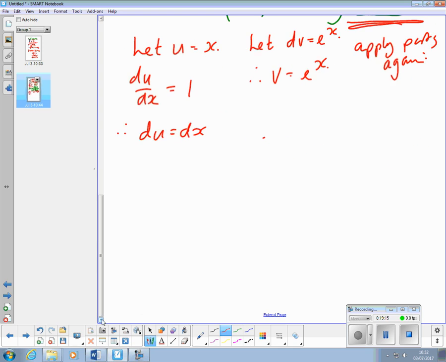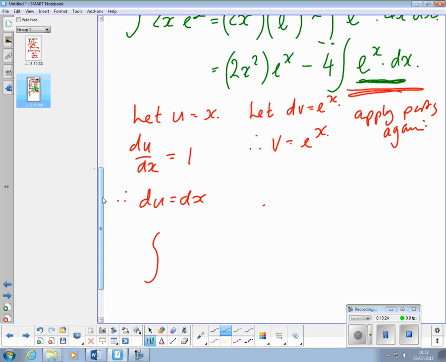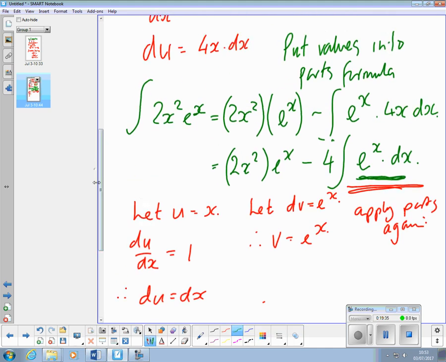We then put those results into the by parts formula. So the integral of, I've got something wrong up there. That should have an x in front of that, shouldn't it? Have a look here. There's an x in there. Took the 4 outside, but haven't taken the x outside. Sorry about that. Alright.